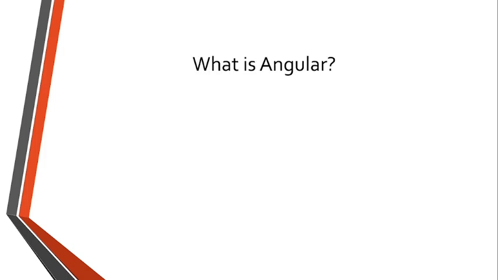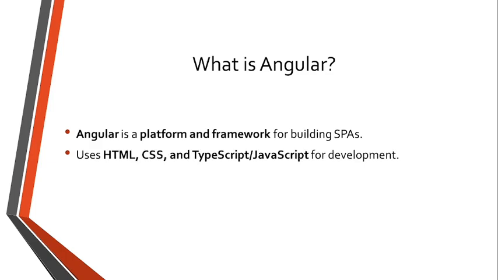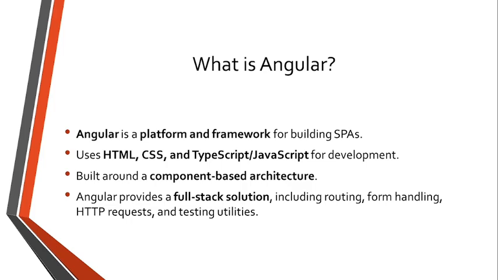What is Angular? So, what exactly is Angular? Simply put, Angular is a platform and framework for building single-page applications, SPAs. It's one of the most popular frameworks in the world, used to create everything from small projects to large-scale enterprise applications. Angular is built around a component-based architecture, which makes it easy to organize and scale applications. But what truly makes Angular stand out is its ability to handle complex apps with ease. It comes with out-of-the-box features like routing, form handling, HTTP requests, testing utilities, and much more. And now with Angular 19, we're seeing even more features that streamline development, making it faster and more efficient.